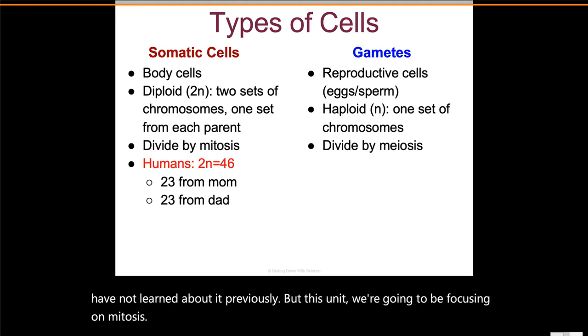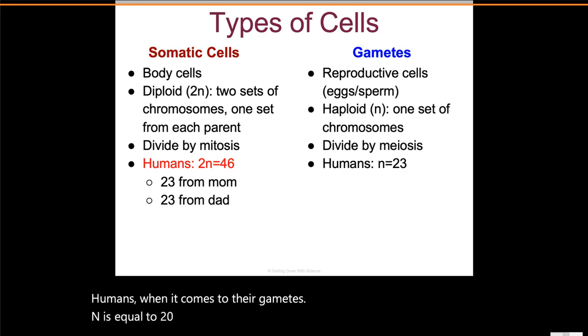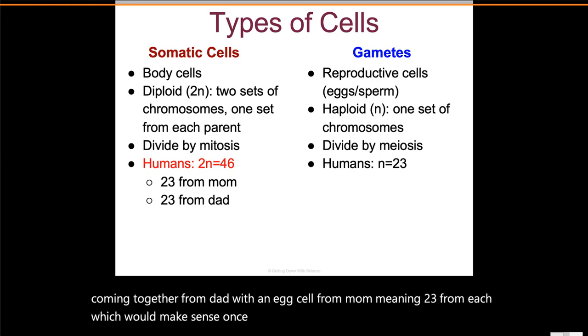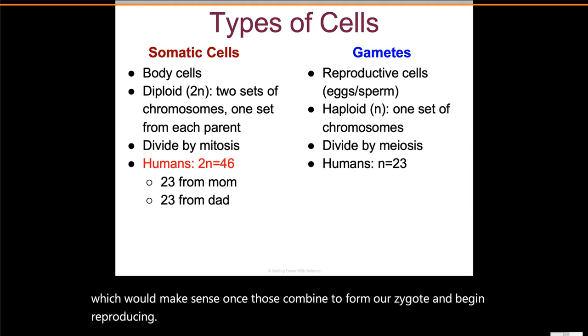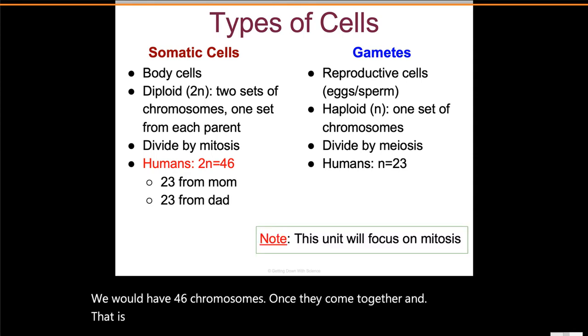Humans, when it comes to their gametes, N is equal to 23. Again, this makes sense. A sperm cell is coming together from dad with an egg cell from mom, meaning 23 from each. Once those combine to form our zygote and begin reproducing, we would have 46 chromosomes once they come together, and that is exactly why I'm saying that.